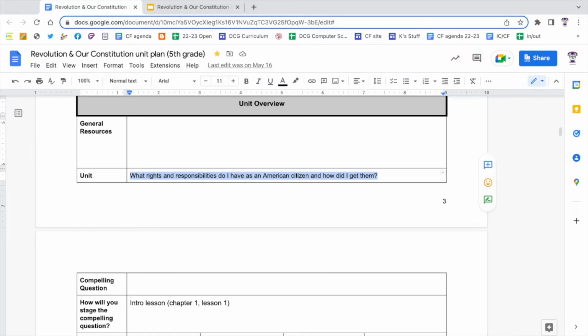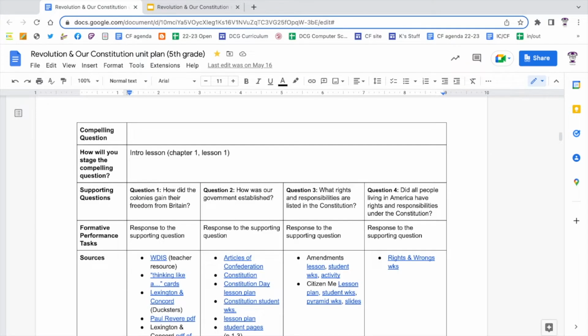Here's our unit compelling question. What rights and responsibilities do I have as an American citizen, and how did I get them? Here you can see our 4 supporting questions. How did the colonies gain their freedom from Britain? How was our government established? What rights and responsibilities are listed in the Constitution? And did all people living in America have rights and responsibilities under the Constitution?